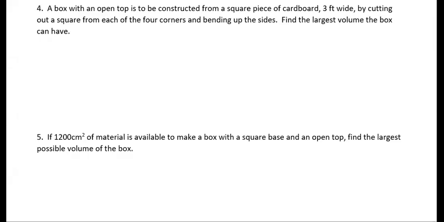A box with an open top is to be constructed from a square piece of cardboard, 3 feet wide, by cutting out a square from each of the 4 corners and bending up the sides. Find the largest volume the box can have.